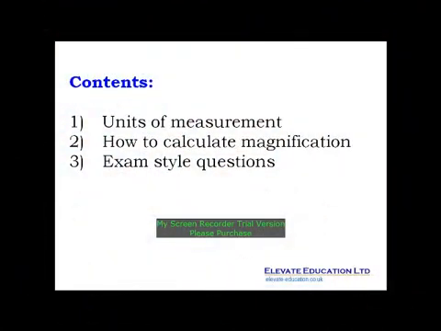Today we're going to be looking at how you can calculate the magnification of an image. The keywords we're going to be using are micrometer and nanometer. There are three parts to today's video. First of all, we're going to look at the units of measurement commonly used in biology when looking at cells. Secondly, we're going to look at how we can calculate magnification from looking at a biological drawing. And thirdly, we're going to have a look at some exam style questions.